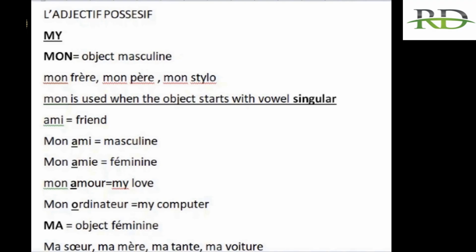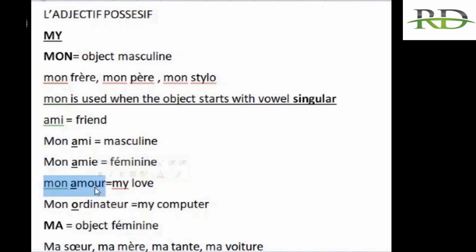So mon technically has two usages. Number one, it's used with masculine. Number two, it's used with a singular vowel. For example, mon amour. You have heard this word amour, that's love, my love. Mon ordinateur, that means my computer. Ordinateur, computer.